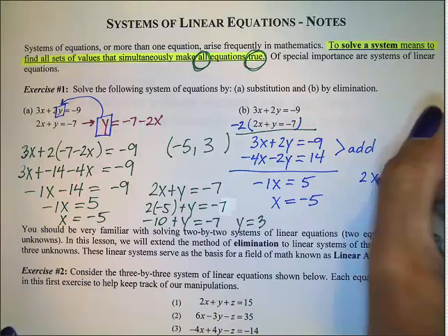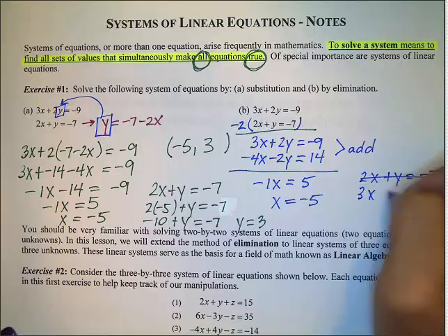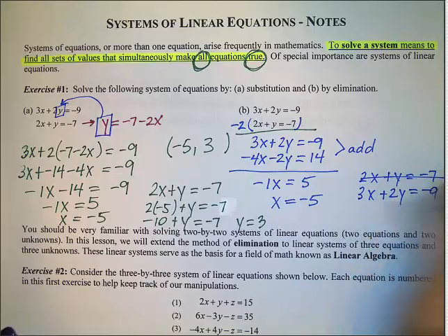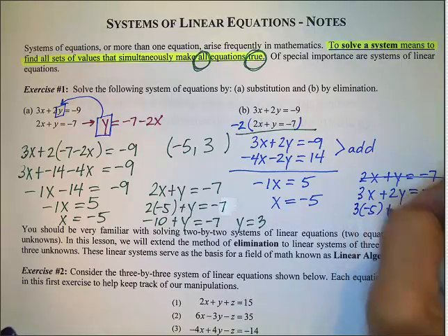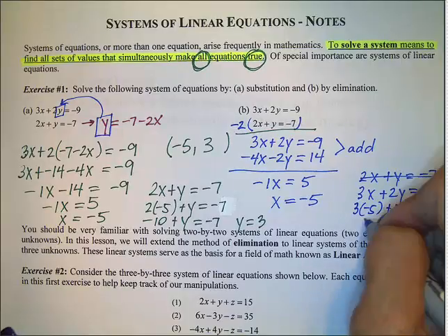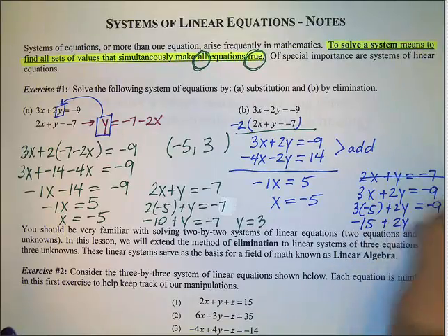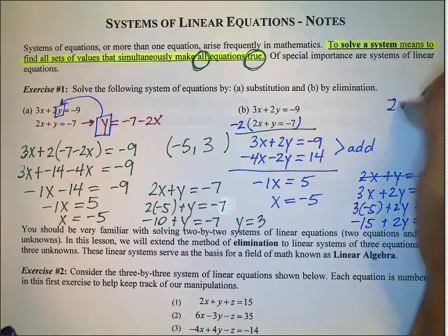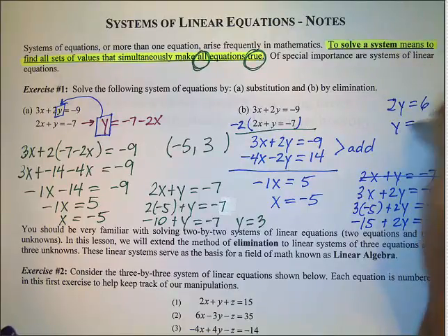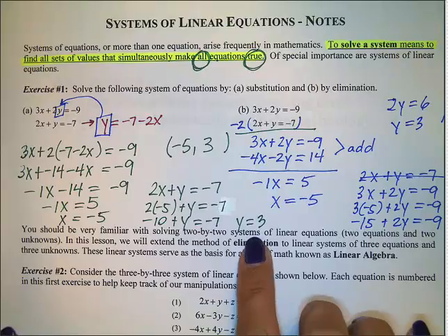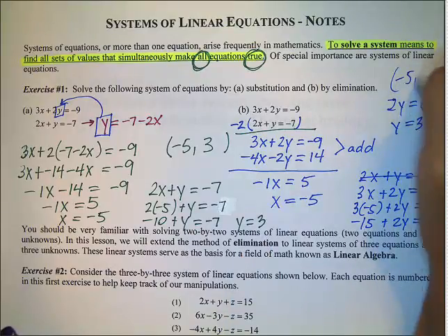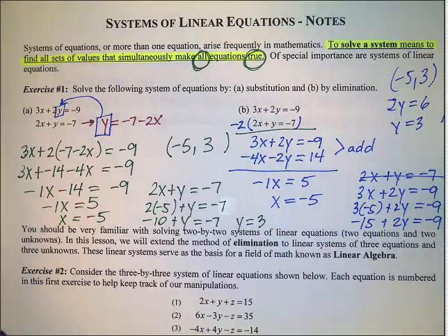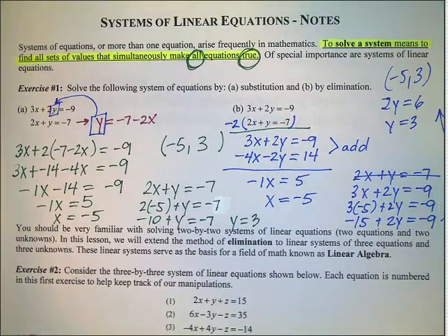Actually, I'm not going to use the same one because I'm going to prove to you that it works with the other. So 3 times -5 plus 2y equals -9. So this is -15 plus 2y equals -9. So let's go back up here. If I add 15 to both sides, I have 2y equals 6. So y equals 3. Well, look at that. So my ordered pair is (-5, 3). You'll notice it's the same in both. So I have the right answer.